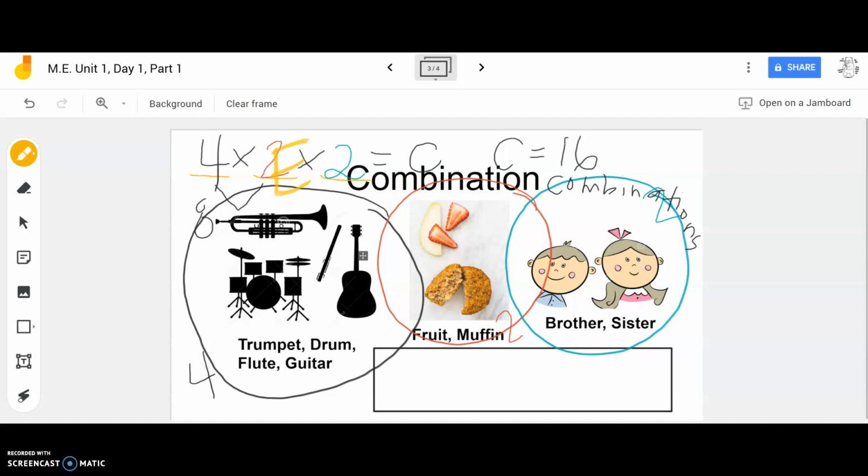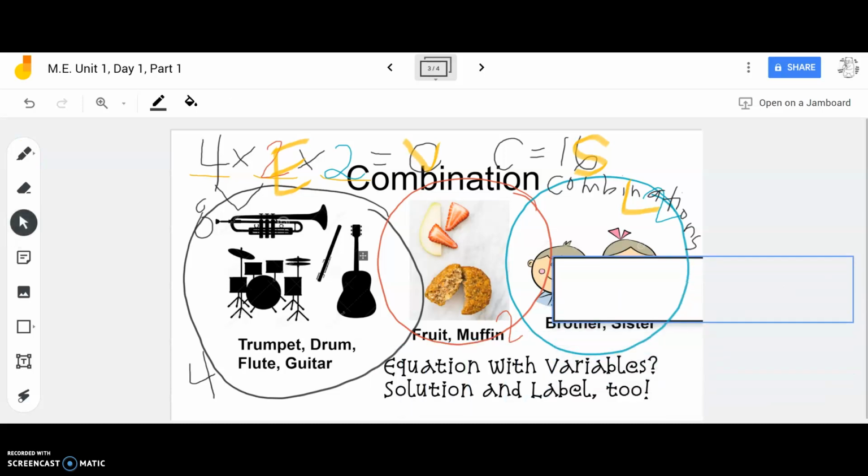Here's my E for my equation. Here's my S for my solution. My label, combinations, and to be extra great, I added my variable. A variable is that letter that stands for the number of your solution. A combination. I'm going to move our magic box, make sure, did we do it? Equation with variables. Equation and variable, those work together. E, V. 4 times 2 times 2 equals C. A solution, 16. Label, combinations. I nailed it. One more example.